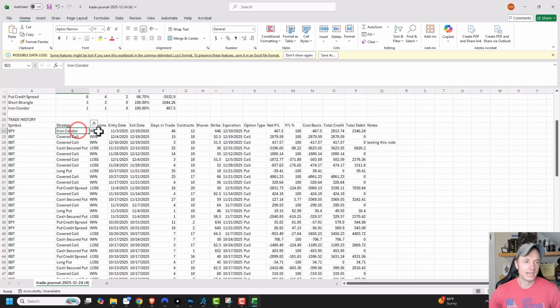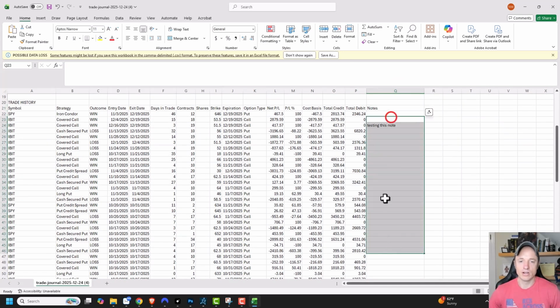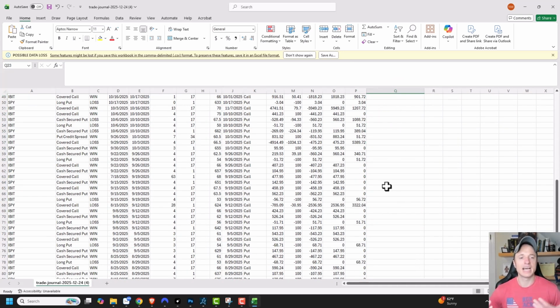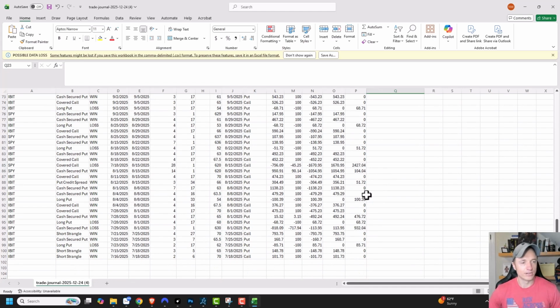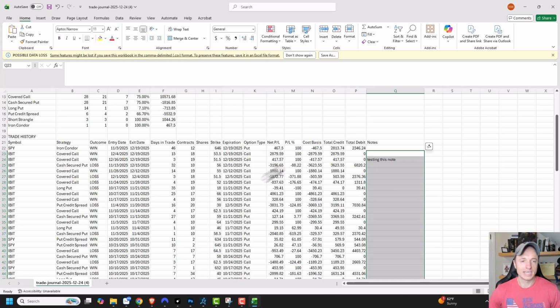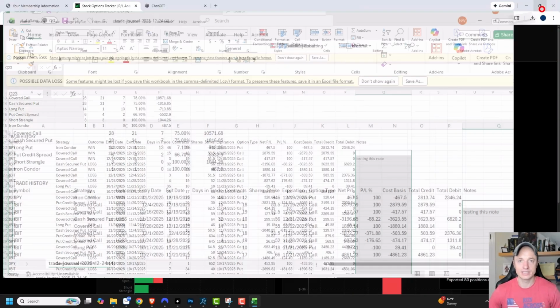So strategy, outcome, entry date, exit date, days in trade, contracts, shares. So if your trade involves shares or anything like that, your strike price, expiration, option type, net P&L, P&L percent, cost basis, total credit, total debit, and notes. So if you've recorded notes against any of your trades, you can see all of the notes as well. So this is kind of a nice output, especially if you keep up with your notes on why you traded, what you traded, if you closed it out, etc. So that's what this export looks like, and we're going to come back to it in a second because I want to show you something else as well.